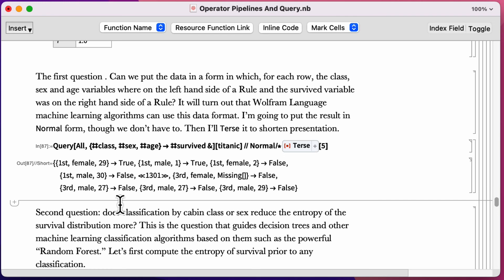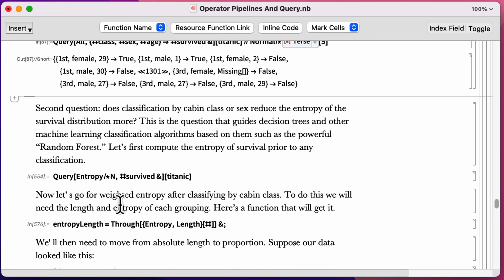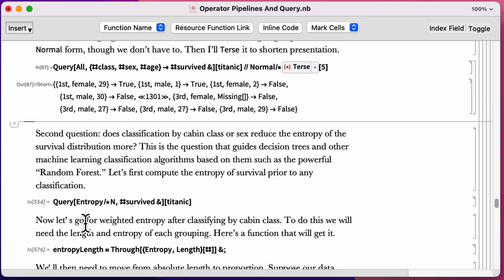Okay, let's try another question. Supposing we want to classify, and we want to do it in a way that reduces the entropy of the survival distribution more. You're going to need to hearken back to the discussion elsewhere in this course on the entropy of distributions, but we want to reduce the disorder, and as I mentioned during that talk, that's often useful. That's part of machine learning algorithms that are based on decision trees, such as decision trees, or decision trees on steroids like random forests. So this is not hard.